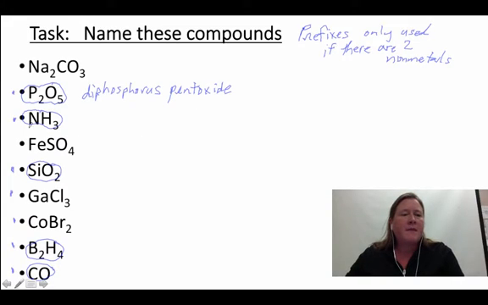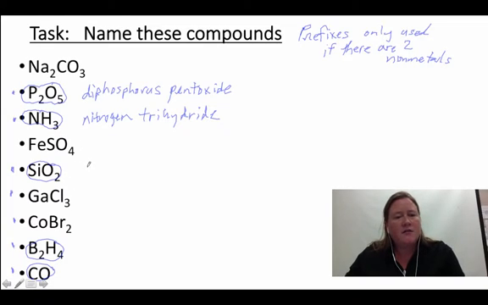Here we have nitrogen trihydride. One nitrogen. You might be tempted again to say mononitrogen, but if it's the first element, we eliminate mono. So this is nitrogen trihydride. Next one down, we have silicon, one silicon and two oxygens, so silicon dioxide.